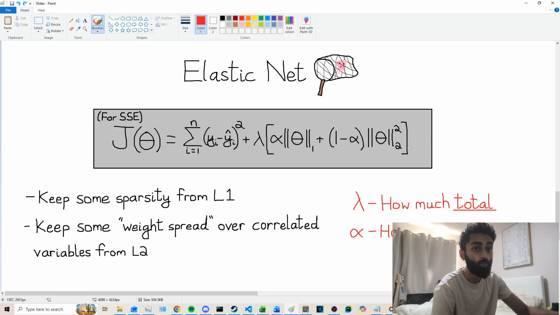When alpha equals 1/2, you get 1/2 here, 1/2 for L1, and 1 minus a half. That just becomes a half as well for the L2 norm, and you have equal proportions of the two, and you can have anything in between as well. The advantage of this, you still keep some of the sparsity of L1, whereas you also keep some of that weight spread term that I mentioned before over correlated variables from L2. So you're not all in on one variable when you have multiple correlated variables. So this is sort of a compromise for the best of both worlds.